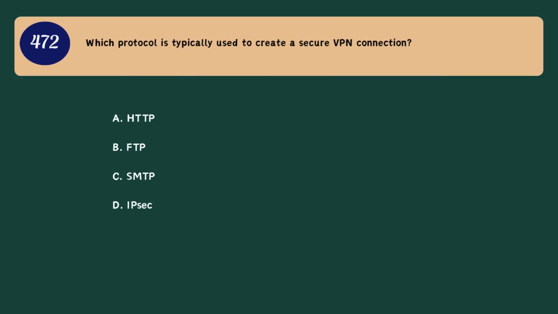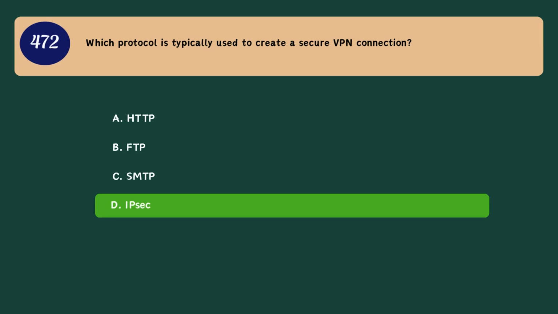Question 472. Which protocol is typically used to create a secure VPN connection? A. HTTP. B. FTP. C. SMTP. D. IPsec.